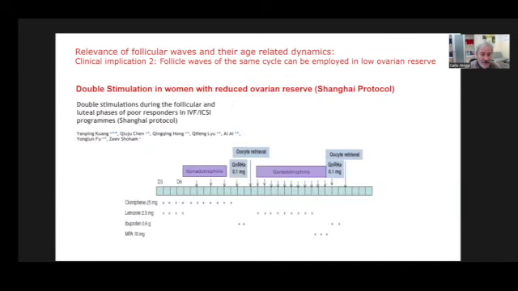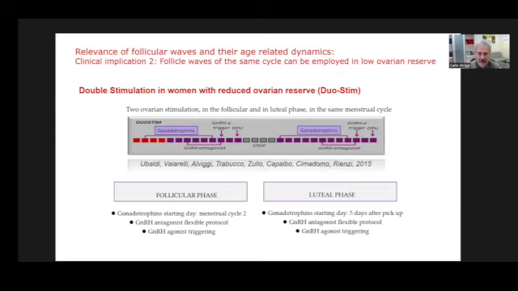So the only possibility for this patient is accumulating oocytes throughout different stimulations. And it has been proposed to employ the follicular waves, so to use a continuous stimulation or stimulation distributed in a follicular and luteal phase, using one menstrual cycle for employing 2 follicular waves in the same menstrual cycle. This is just to give you an explanation about how this information we have from basic science or from the study of folliculogenesis can be employed in clinical practice.